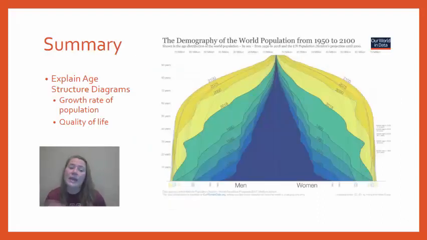Now, in summary, age structure diagrams do tell us a bit of information about the growth rate of the population and a little bit of the quality of life of the people that are living there. I included this image here on the summary slide just to help you start thinking about the human population as a whole throughout the entire world, where it's been in the past, and where it's headed in the future. So right now we're starting to see global population start to stabilize a little bit, but it's going to take a little bit of work on every single person's part in order to help reach sustainable levels for the world population.